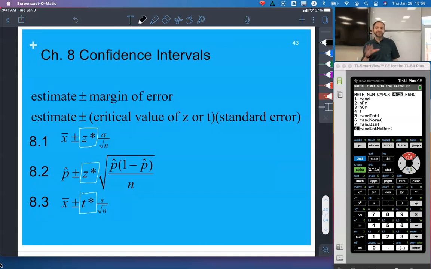And so notice the structure is the same. You don't know these yet, but the structure is the same. X bar, that looks like a statistic. P hat, that looks like a statistic. X bar again looks like a statistic. That's your point estimate. Plus or minus, plus or minus, plus or minus. And so we can see the different parts. Here's our critical value, Z or T, right here, right here, right here. Here are our standard error formulas.